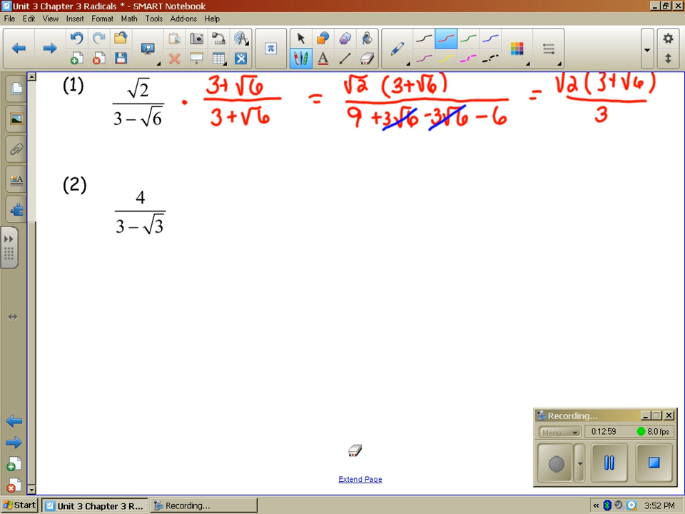The second one, what's the conjugate of 3 minus the square root of 3? 3 plus the square root of 3. Same on the top. 3 plus the square root of 3. Got to multiply by 1. 4 times 3 plus the square root of 3. So in the numerator, I haven't done anything. I just multiplied it, wrote it out. In the denominator, we're going to FOIL.